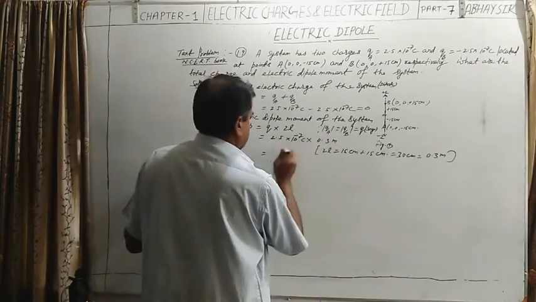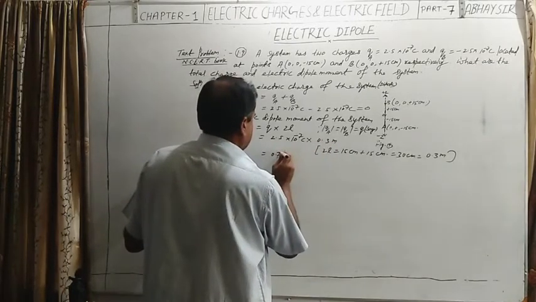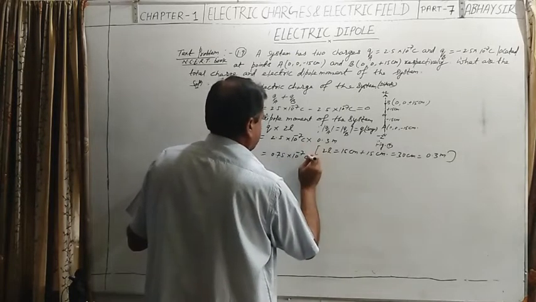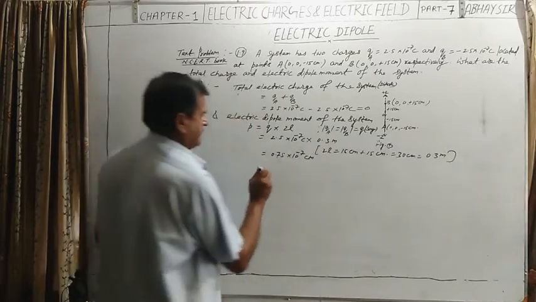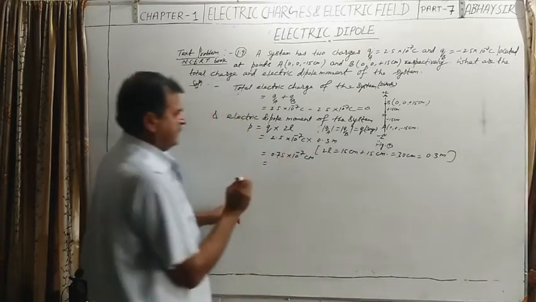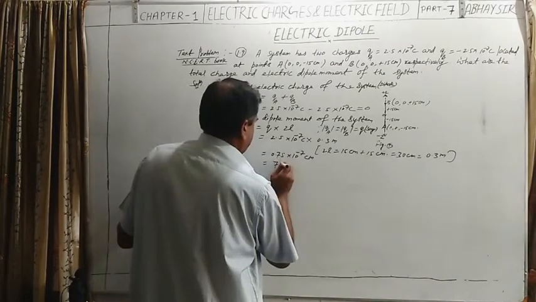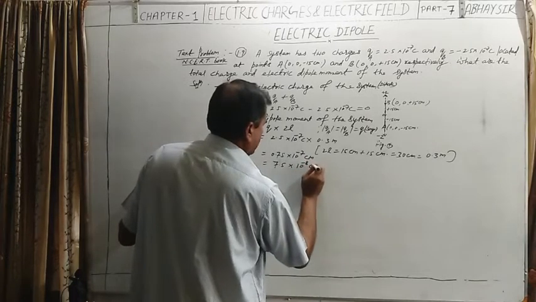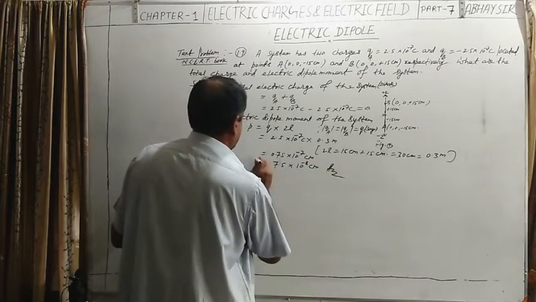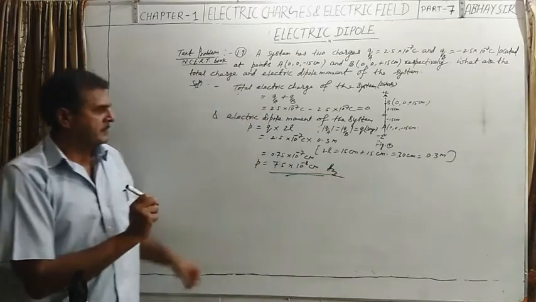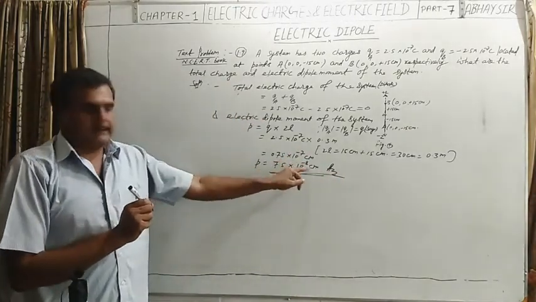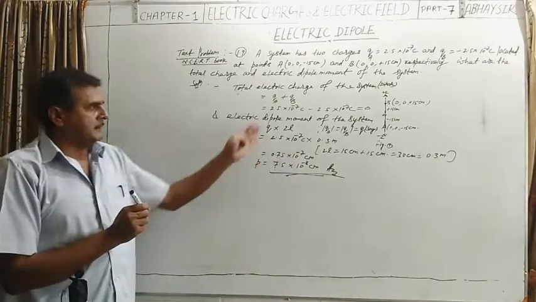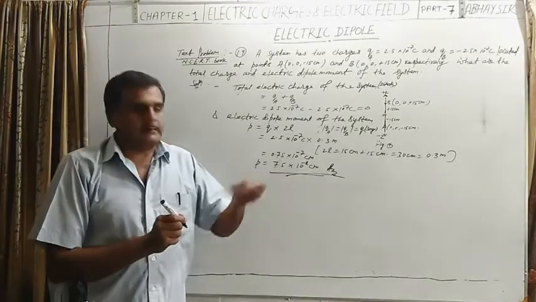This will become 0.75 into 10 to the power -7 coulomb meter. You can write it as 7.5 into 10 to the power -8 coulomb meter. This is the answer, the magnitude of the electric dipole moment. Multiplying by 10 and dividing by 10, the power -7 becomes -8 and we get 7.5. This is the problem.